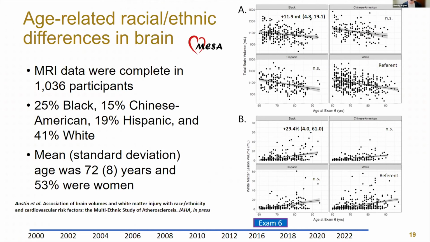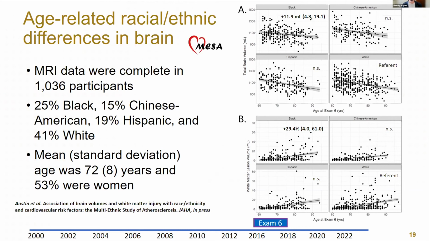So this initial set was 1,036 participants, similar to the proportions at which MESA was recruited initially, slightly higher among white participants than the baseline recruitment. And at this point, individuals are a mean age of 72 years, and about half of them were women, in line with the initial recruitment strategy in MESA.